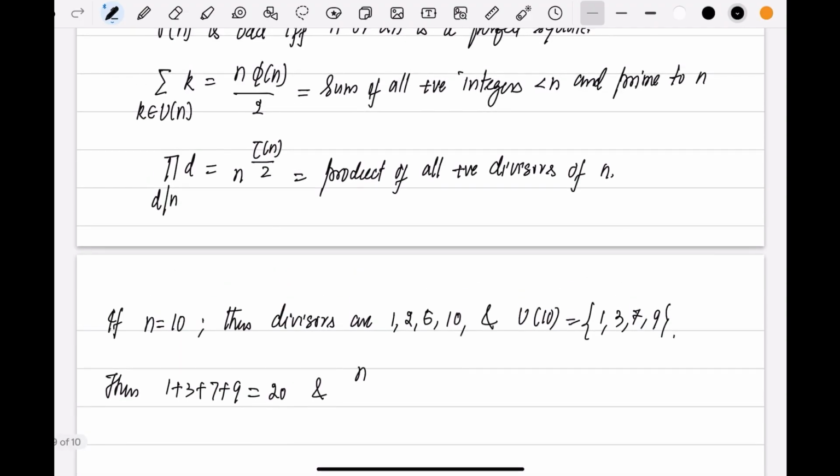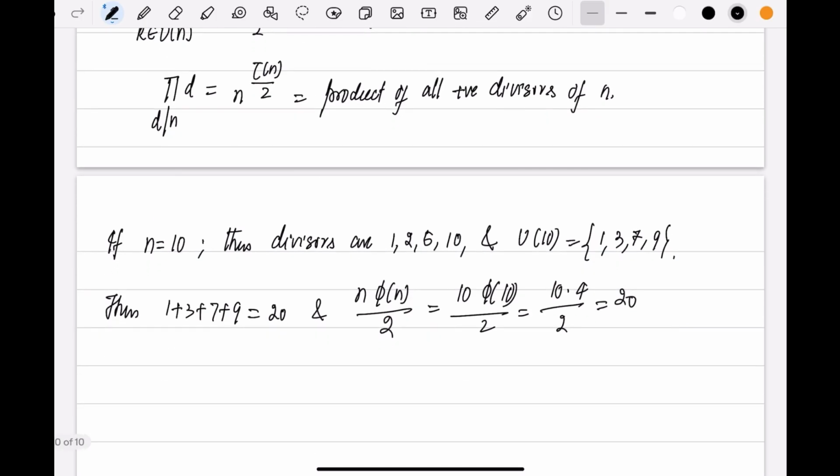Now let's compute it using the above formula. What is n phi(n) by 2? This is equal to 10 into phi(10) divided by 2, that is 10 into 4 divided by 2, which is equal to 20. So the sum of integers in U(10) is 20, which is obtained in this way.